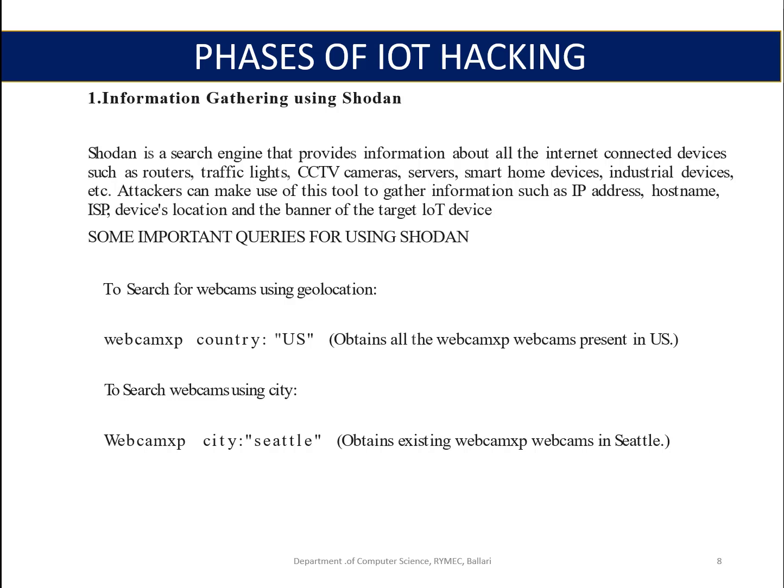These are some queries which are used to get information about devices. webcamxp country:US. By using this query, we get all the webcams present in the US. To search webcams by city, webcamxp city:cityname. By using this query, we get all the webcams available in that city. For example, let's take webcamxp city:Ballari. We'll get all the webcams which are in Ballari.